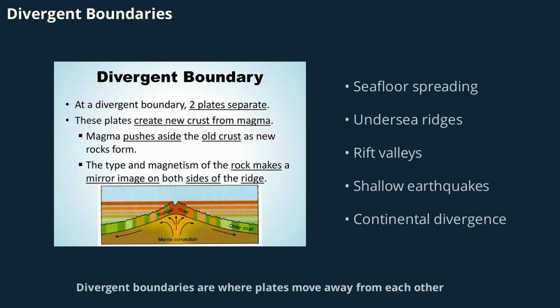Divergent boundaries are where plates move away from each other, typically at oceanic ridges. Rising magma from the asthenosphere creates new seafloor, pushing plates apart. Undersea volcanoes and crust expansion produce long ridges with central rifts. This process, known as seafloor spreading, is common at oceanic ridges like the Mid-Atlantic.